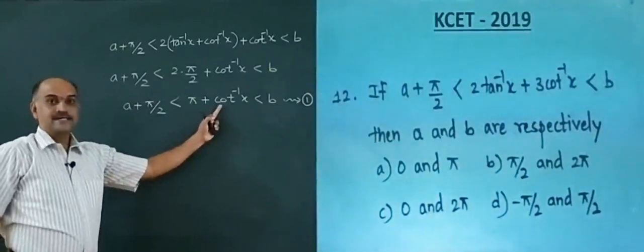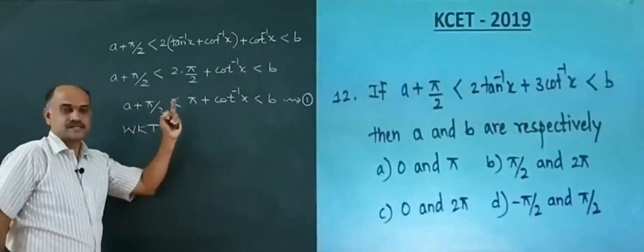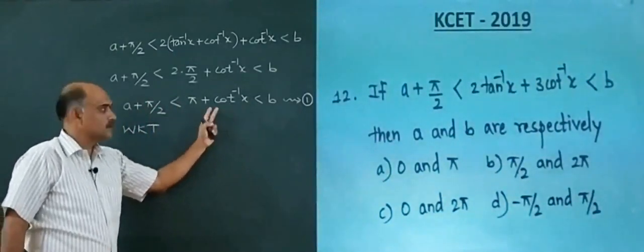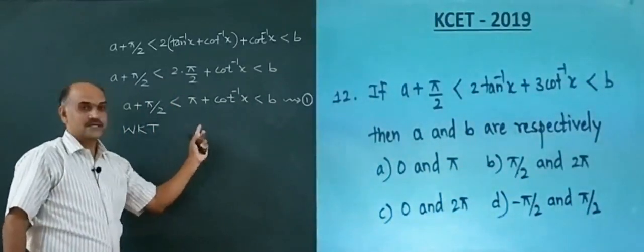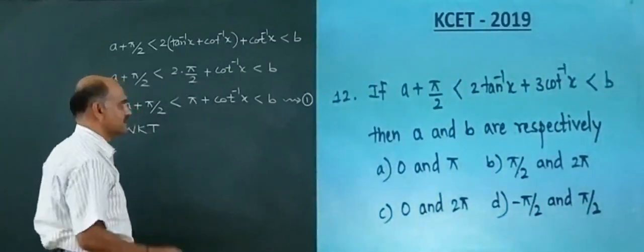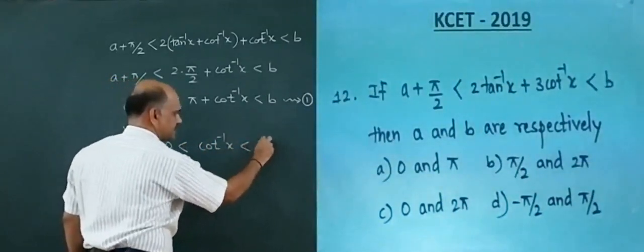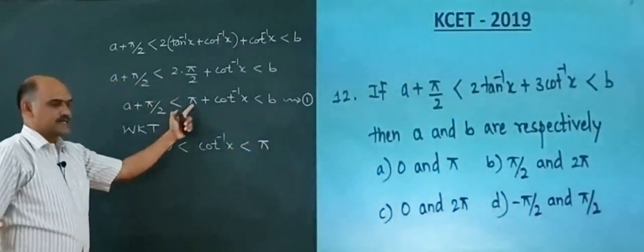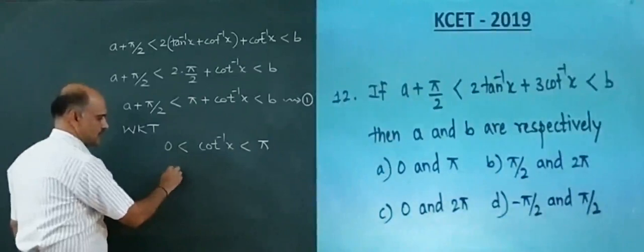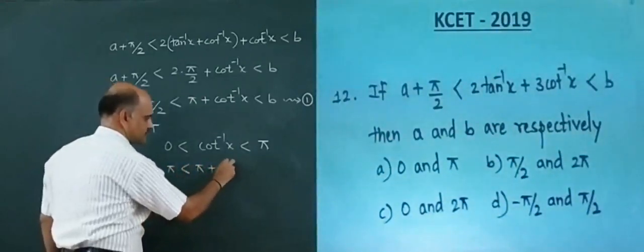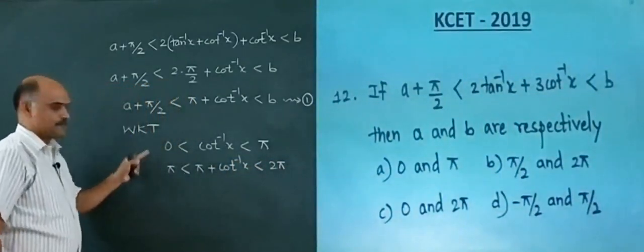Now you take the range of cot inverse x. We know that. In the first session of inverse trigonometry, I had told how to remember it. Cot inverse x will have the same range as that of cos inverse x, but instead of closed interval you will have open interval. So 0 less than cot inverse x less than pi. Now here pi is there, so add pi to all 3 terms. So you will have pi less than pi plus cot inverse x less than 2 pi.